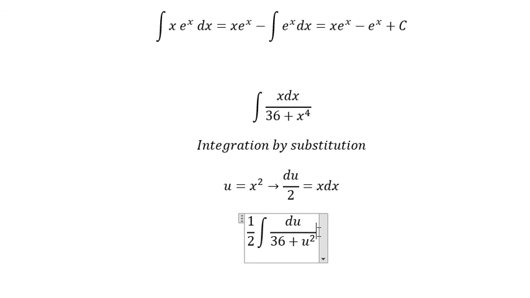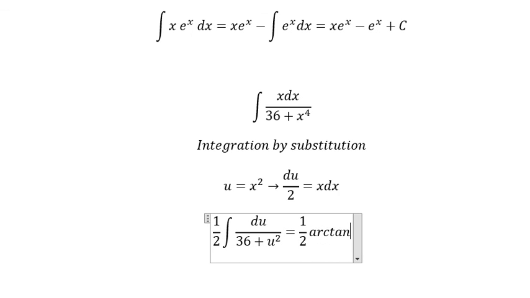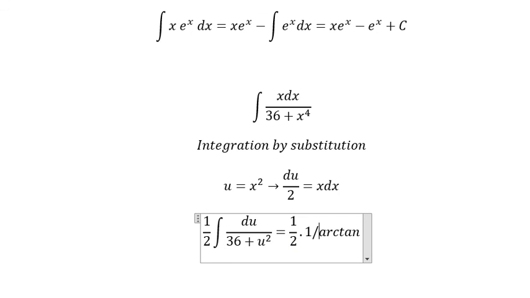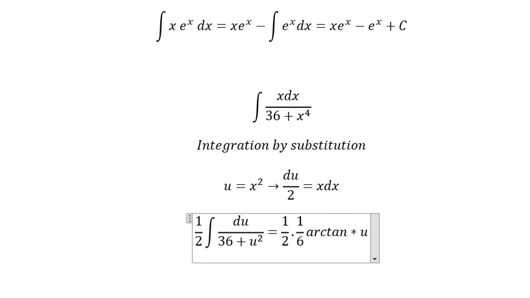And this one in here, we got all time. And we have 1 over 6. And we have u over 6. Number 6 in here, that is from 36. 36, that's 6 squared in here. So we use number 6 in here to replace in here.